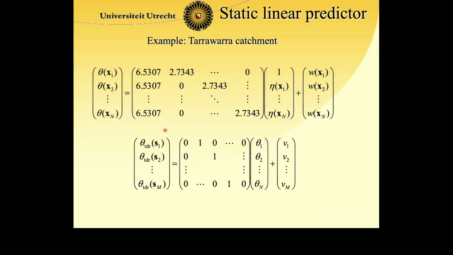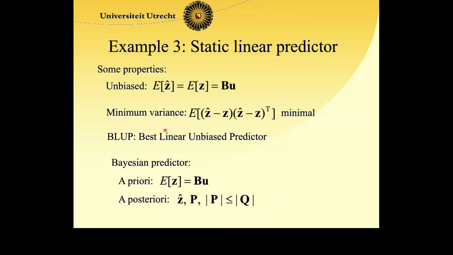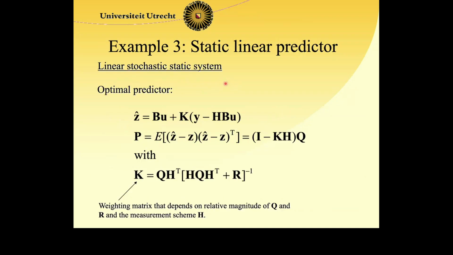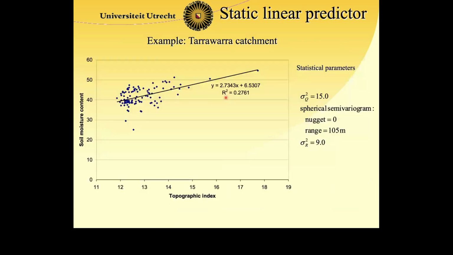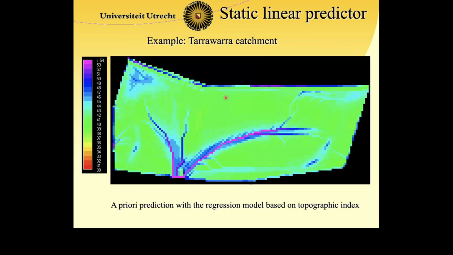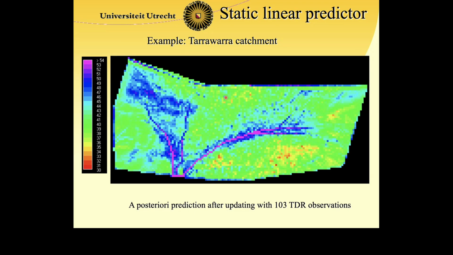So we basically evaluate this set of equations. We calculate from Q and R and H that we have the Kalman gain, and then this is the a priori that we had, and then we correct it by this term here. So if we do that, this is the a priori prediction, we get the a posteriori prediction. So this is the a posteriori prediction after updating with 103 TDR observations.